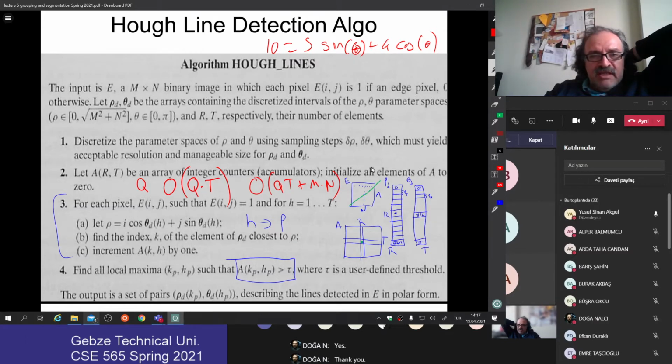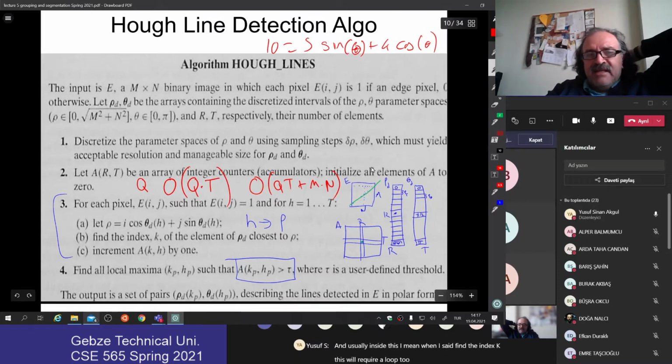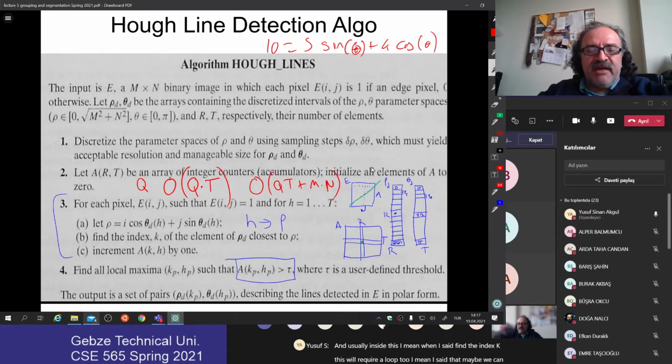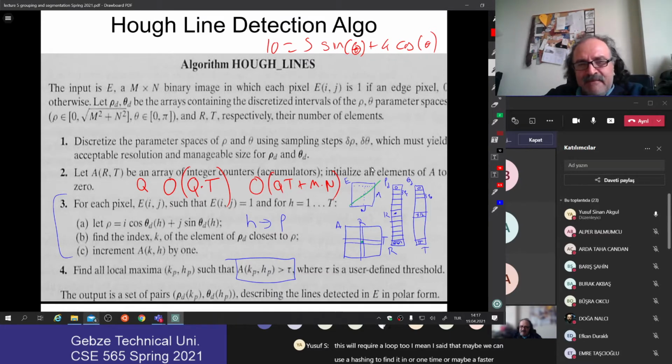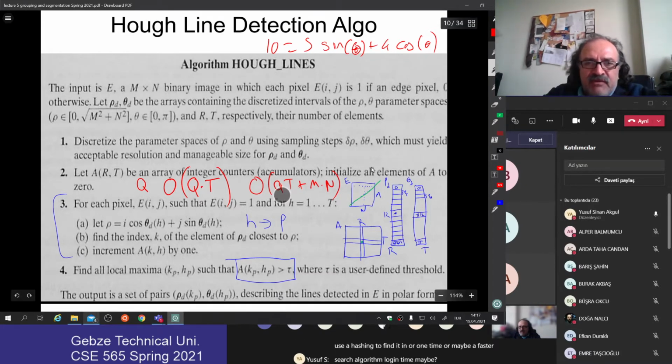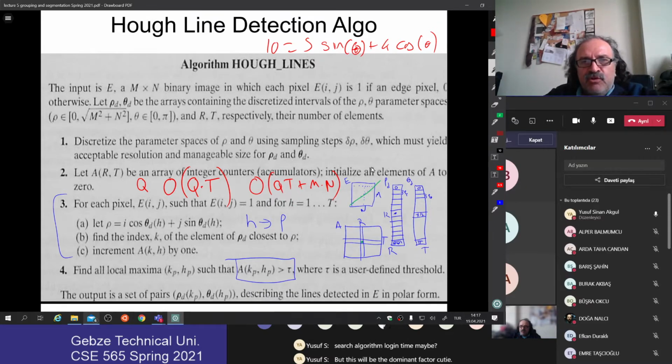And usually inside this, when I said find the index k, this will require a loop too. I said that maybe we can use hashing to find it in O(1) time, or maybe a faster search algorithm, log n time maybe. But this will be the dominant factor. So it's not going to be very, very expensive.